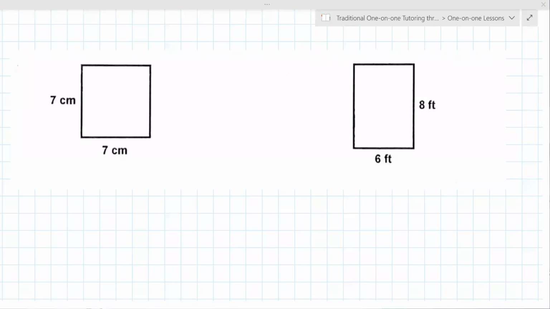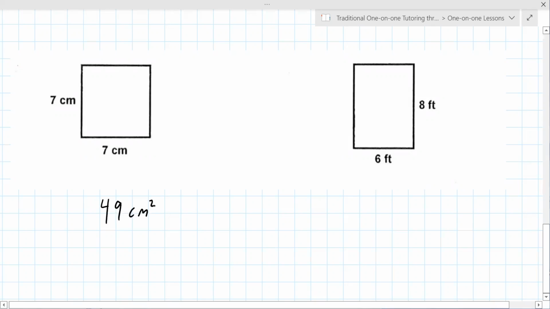49 centimeters squared. Yes, you've got to say that squared part. Very important. So that's the area. Make sure you write the variable. Also good to write the formula each time until you've got it down.